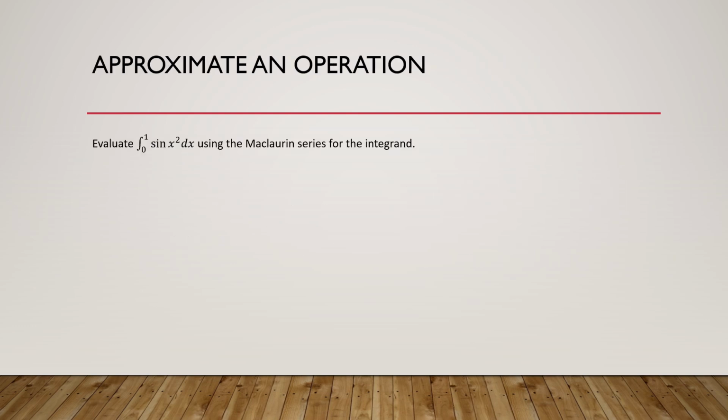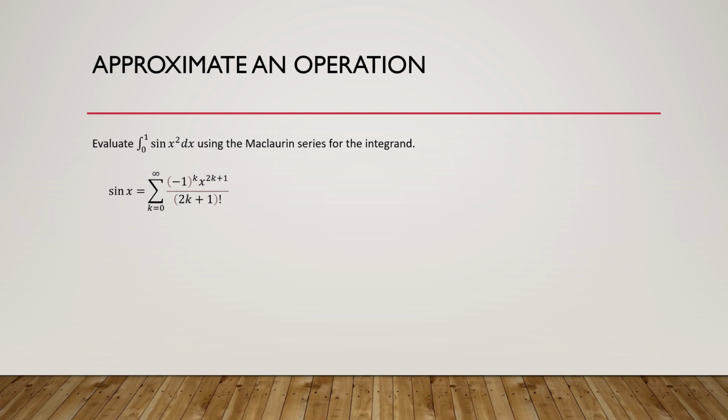We can now use the Taylor or Maclaurin series to evaluate an operation that would be difficult to calculate using other means. For example, the integral from 0 to 1 of sine of x squared dx. Previously, we calculated sine x as equal to the sum from k equals 0 to infinity of negative 1 to the k times x to the power of 2k plus 1 over 2k plus 1 factorial.